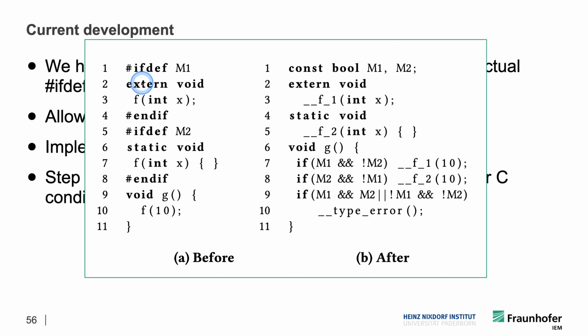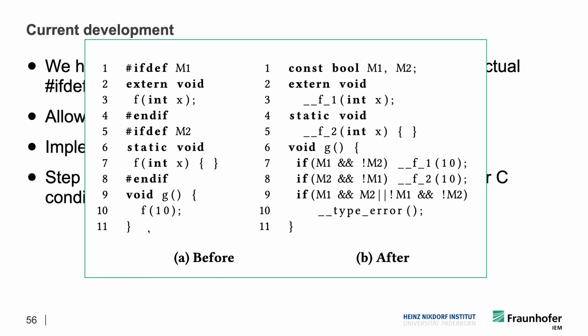So here we have, for instance, a function header definition in C. That's defining a function header for a function whose implementation is defined somewhere else. And that is guarded by a feature M1. Okay. Here we have a matching function definition that is guarded by a feature M2. And here we have another function definition G that is calling this function F, and that is unconditional. Okay.